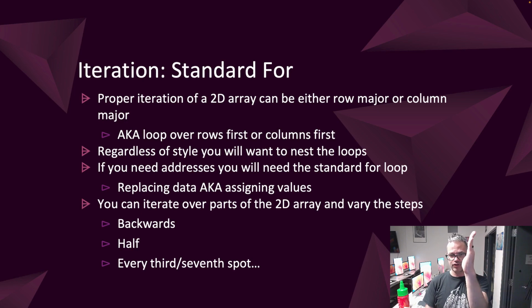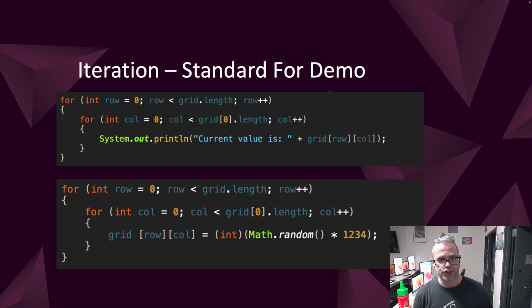You can go over just half of the array. You can go every third spot because you just modify the plus equals 3 at the third part of the for loop. All those kind of things you want to do. Great kind of stuff, wonderful things. Get that going. Here's some code to show that standard for loop right here.